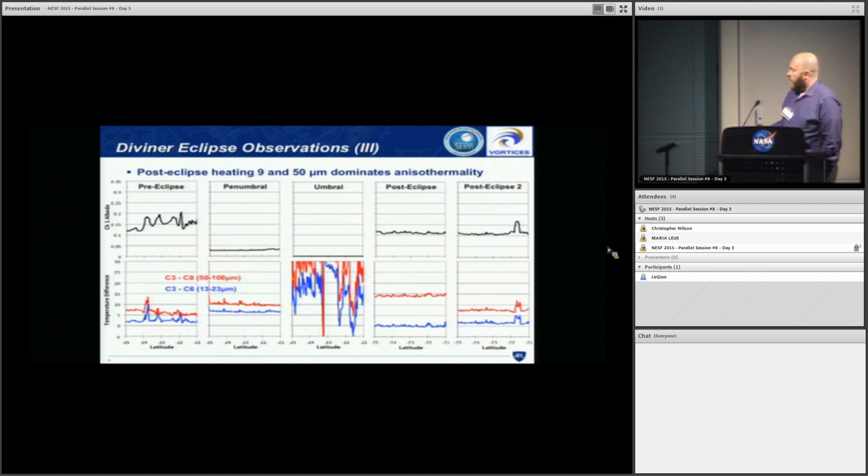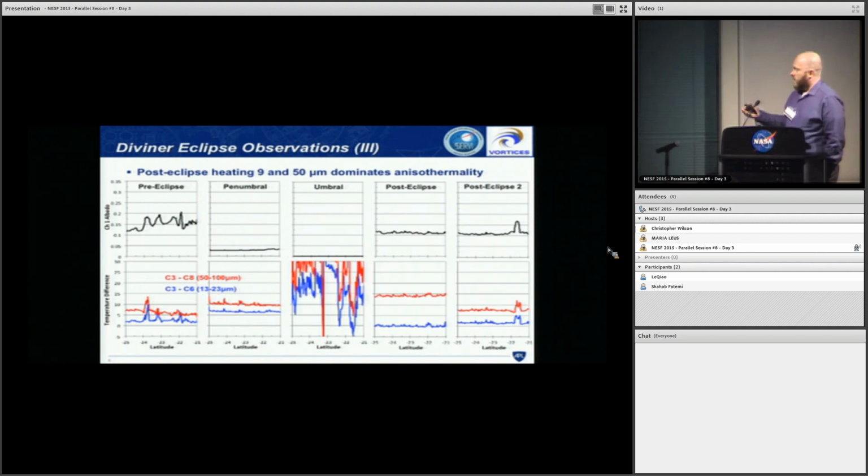In terms of Diviner, when you have this anisothermality effect, these are channel differences, it'll move them up. So this is what you would typically expect for diurnal, and it's also the same in the post-eclipse 2. As you enter the penumbral eclipse, rocks are staying warmer than the background regolith, anisothermality is increasing. During the umbral eclipse, rocks are much warmer than the regolith, anisothermality is off the roof. And in this post-eclipse frame, you still have quite a bit of anisothermality if you look at a long wavelength channel versus the 8-micron channels. But if you look at this 13 to 23 micron channel, there's essentially no observable anisothermality here.